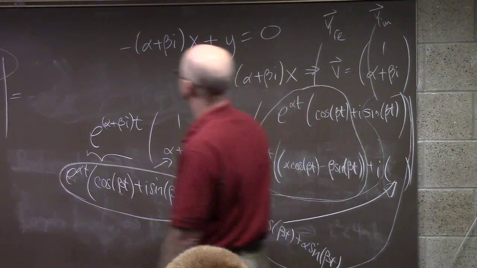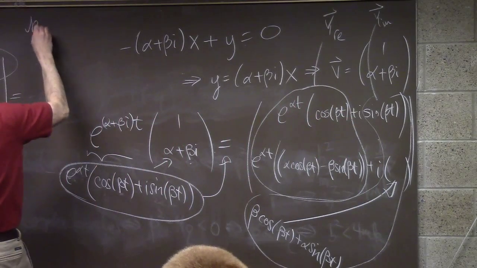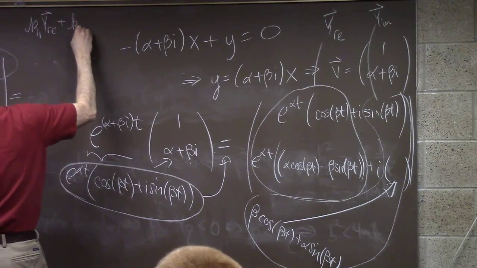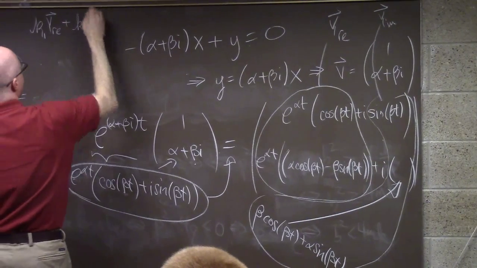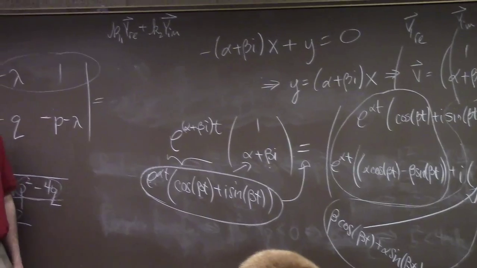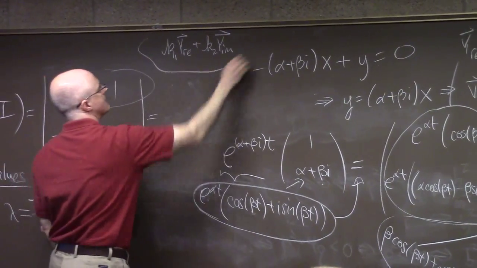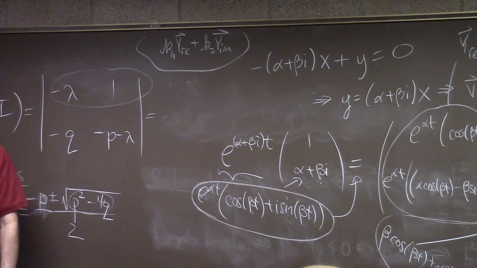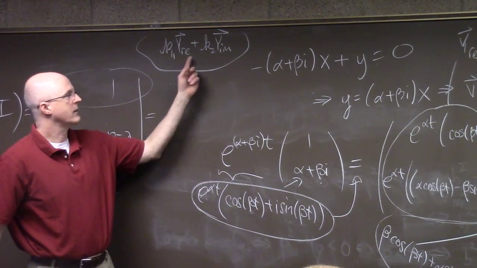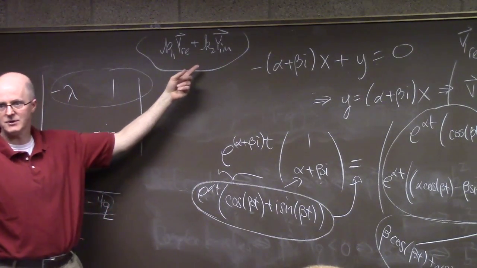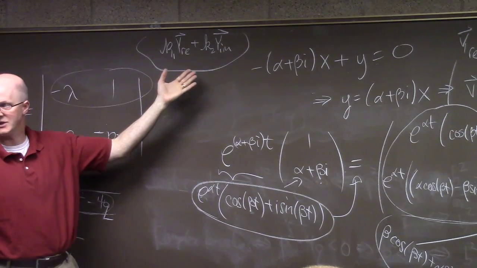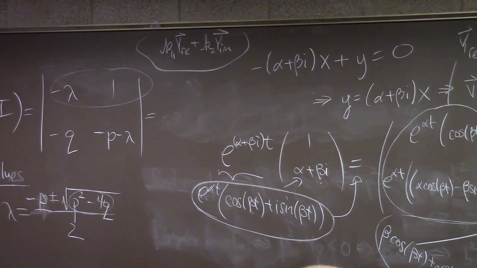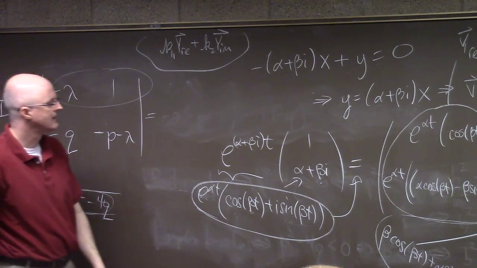And then your general solution for the original system is this. By the way, YRE and YIM will be linearly independent. So we really do get two linearly independent solutions that will generate the general solution when I write down an arbitrary linear combination of them. Okay?